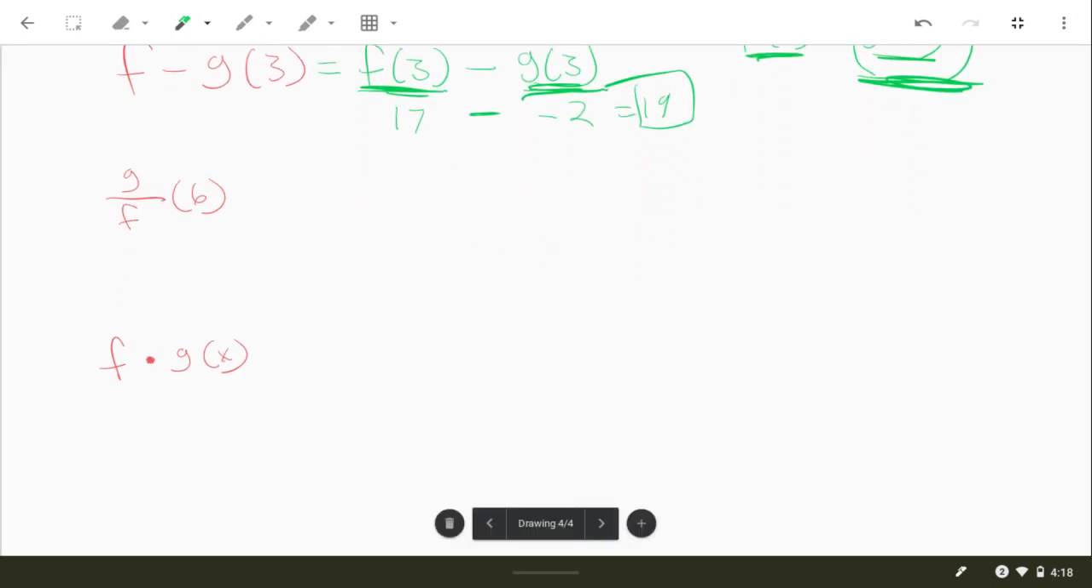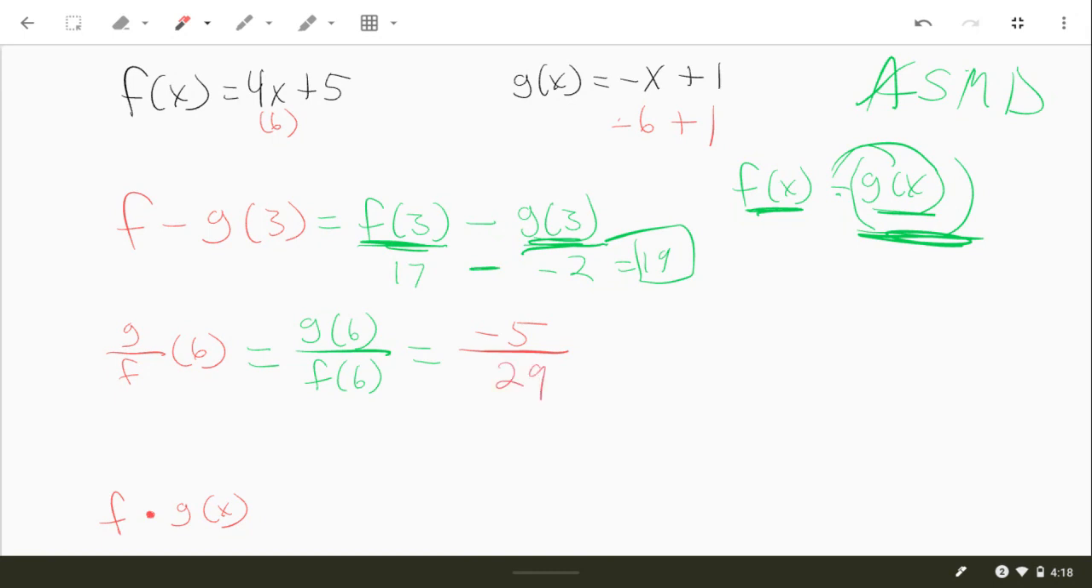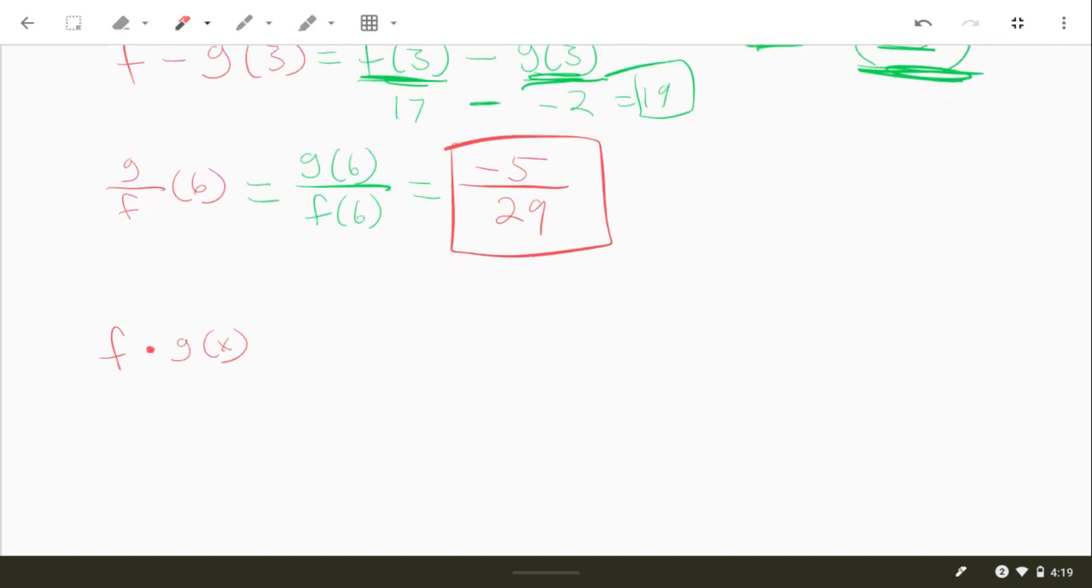All right. (g divided by f)(6). So this is the same thing as g(6) divided by f(6). All right. G(6), we're just going to go up there to the g function and plug in 6 for the x. Okay, so this is going to be negative 6 plus 1, which is negative 5. And then f(6), plug in 6 for the x here. 4 times 6 is 24. 24 plus 5 is 29. And this ugly thing is the answer. You always want to check and see if that simplifies, but in this case, it doesn't.